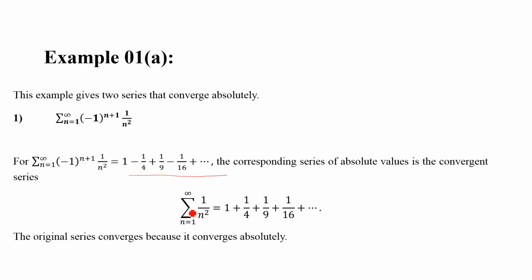a series of absolute values given by 1 over n square, which is this series, and we know that this is convergent. We have already proved this, we are not going to prove it again. So since the series of absolute values is convergent, this series converges absolutely. Okay, so this series converges absolutely because the series of absolute values is convergent. And since this converges absolutely, this actually implies that the original series converges.